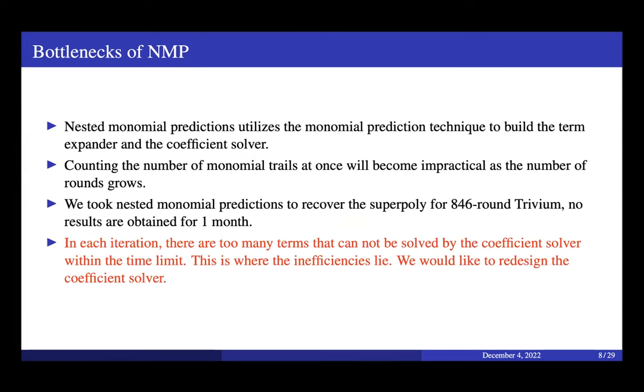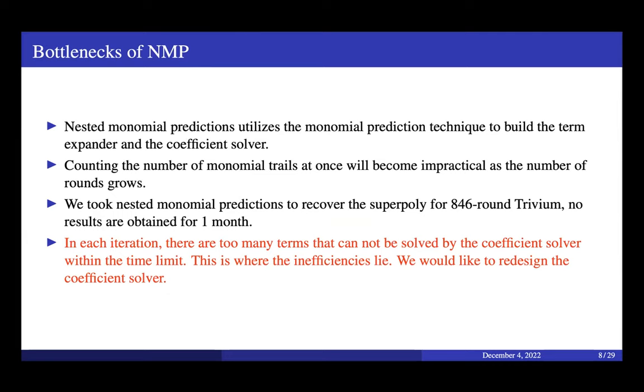In particular, the nested monomial predictions utilize the monomial prediction to build the term expander and the coefficient solver. However, as the number of rounds grows, counting the number of monomial trails at once will become impractical. So consequently, during its iteration, too many terms are determined as unsolved by the coefficient solver. And this is at the cost of wasting a lot of time. Therefore, we would like to redesign the coefficient solver.